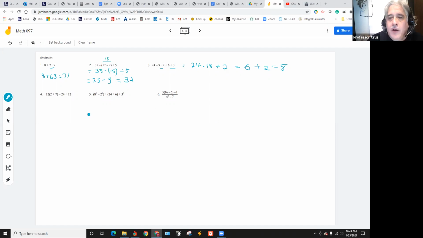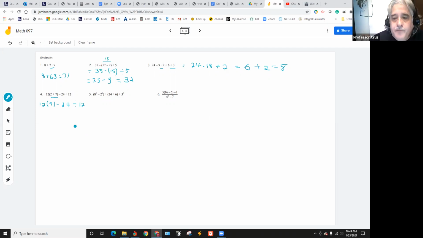All right, so let's go on down here to number 4. What happens first? What do we need to take care of first? P as in parentheses. So we have to handle that first. So that's 2 plus 7, right? Which is 9. And then that's a divided by thing. I really hate those. I wish they wouldn't put those in there.